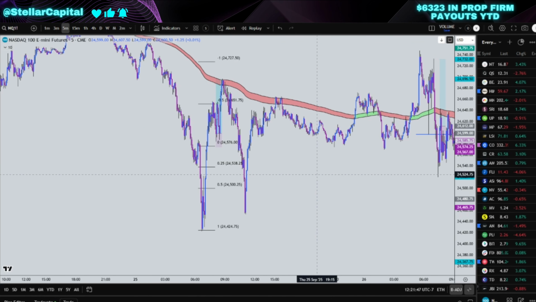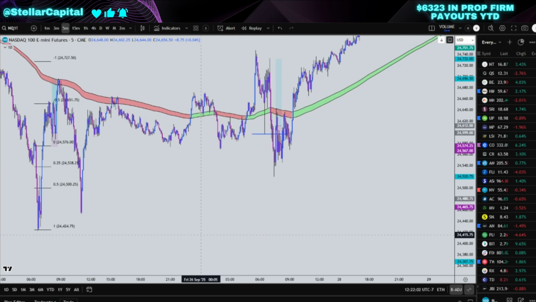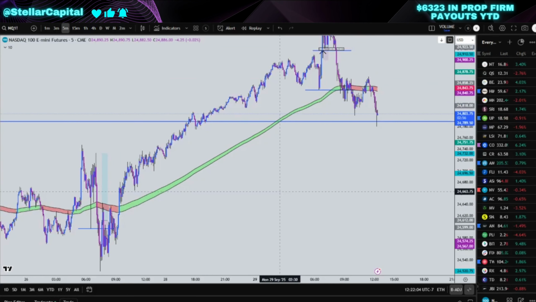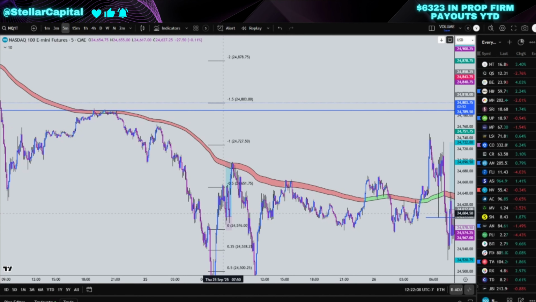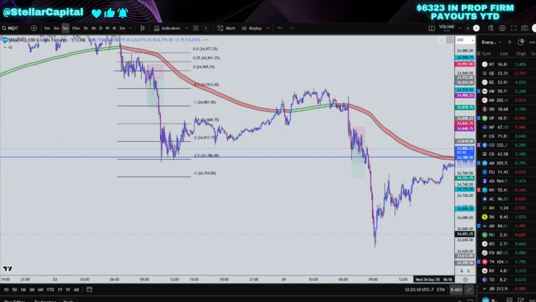You can use 1 minute, you can use 5 minute. When I do my back testing and my studying, I usually study more on a 5 minute. I really like the way the 5 minute looks. So I went back and I back tested all of September's opening range breaks. And this is where I'm studying when we can extend our targets.